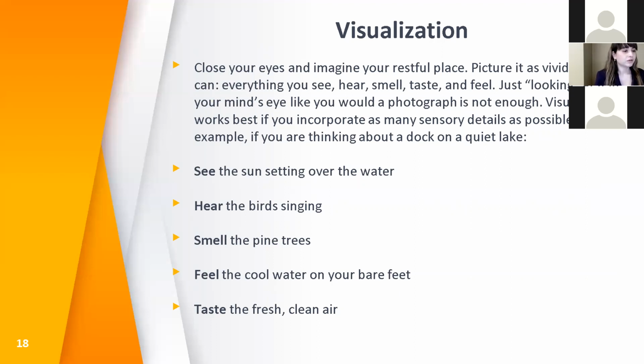For example, if you're thinking about a dock on a quiet lake, just trying to visualize seeing the sun setting over the water, hearing the birds singing, smelling the pine trees, feeling the cool water on your bare feet, and tasting the fresh, clean air. So at this point, you are taken to that peaceful or happy place that you have, or even if you don't have one, just visualizing what your ideal place might be that can bring you that sense of calmness and peace. And again, incorporating your five senses in as much detail as you can.